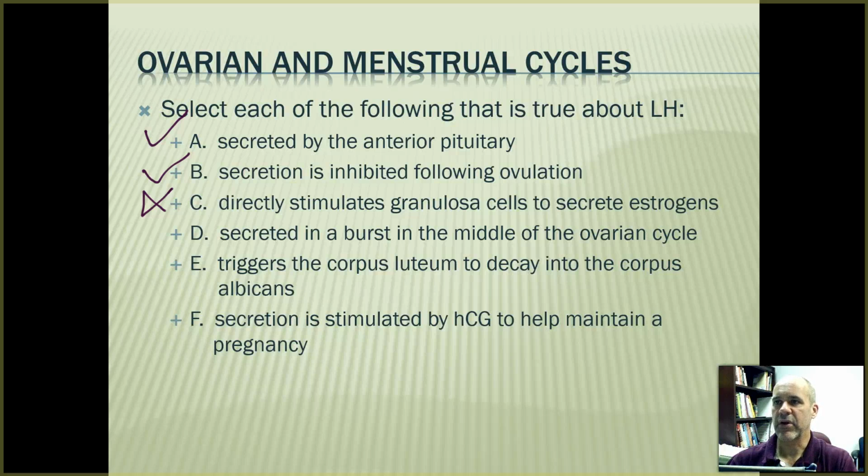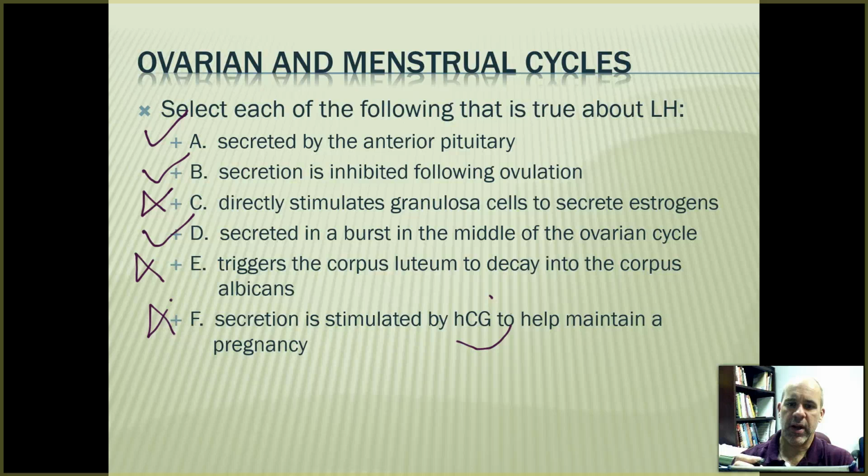Is it secreted in a burst in the middle of the ovarian cycle? Yep. And that's going to trigger ovulation. It triggers the corpus luteum to decay into the corpus albicans. That's that little white scar tissue structure. And hopefully you're thinking, no, that's not a function we learned about LH. And its secretion is stimulated by HCG to help maintain a pregnancy. No.